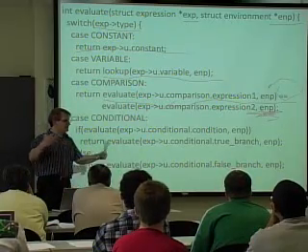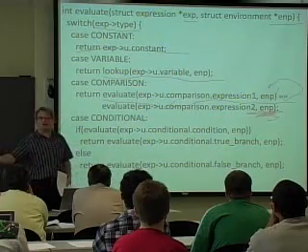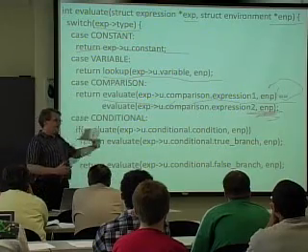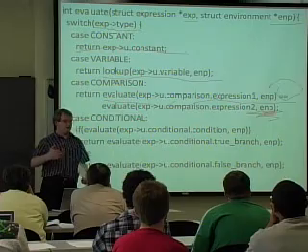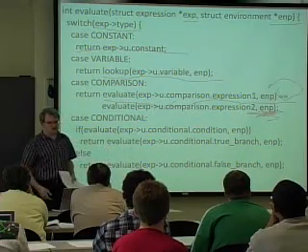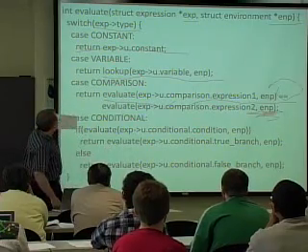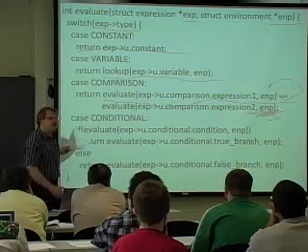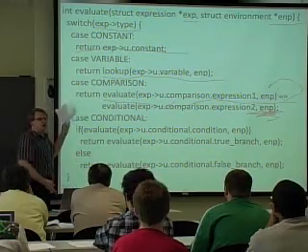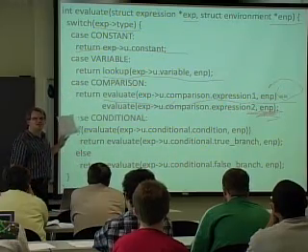For the conditional, it's the same idea. You evaluate the condition recursively. Depending on whether it's true or false, you evaluate either the true branch or the false branch recursively. Now, this is fairly simple. Adding more cases is really just a matter of making it longer. It doesn't make it all that much more complex.